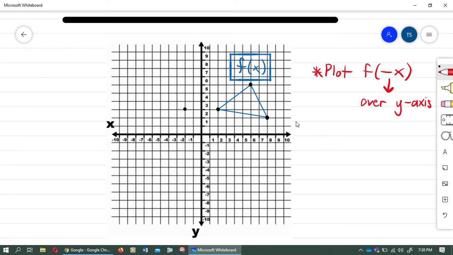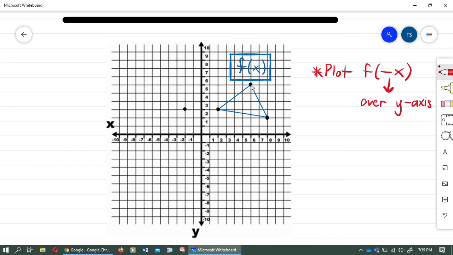And so guys, when we get ready to reflect these other 2 points, this point right here is the point at the ordered pair 6, 6. I've got it highlighted so you can see it. If we reflect that point over the y-axis, the image of that point has to be the same distance on the other side of the y-axis.